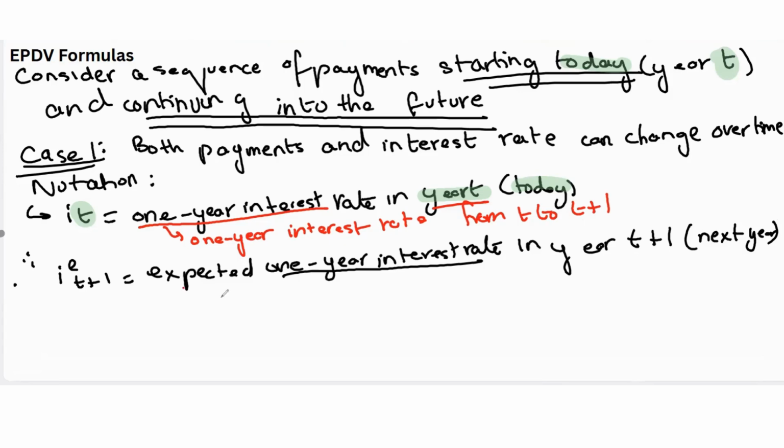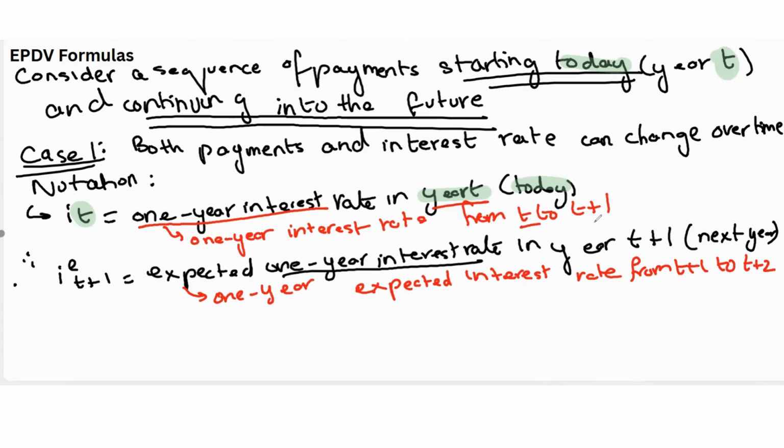So this is the 1 year expected interest rate from T plus 1 to T plus 2, right? Like the 1 year interest rate in year T would apply from year T to year T plus 1. The 1 year interest rate in year T plus 1 would apply from T plus 1 to T plus 2 because it's still 1 year, right? It's just they're applying in different time spans, right?